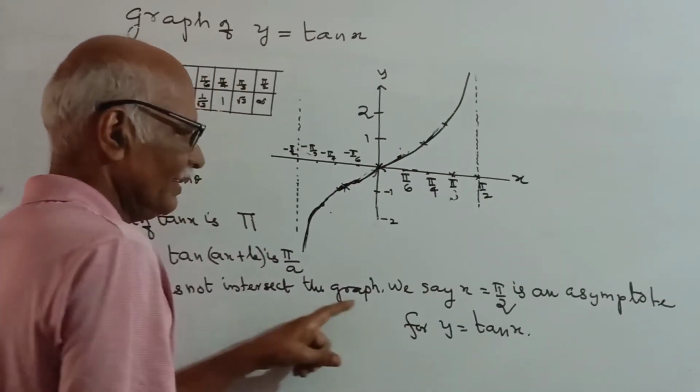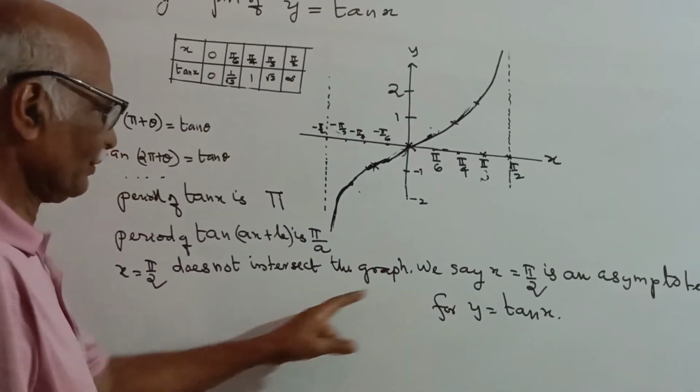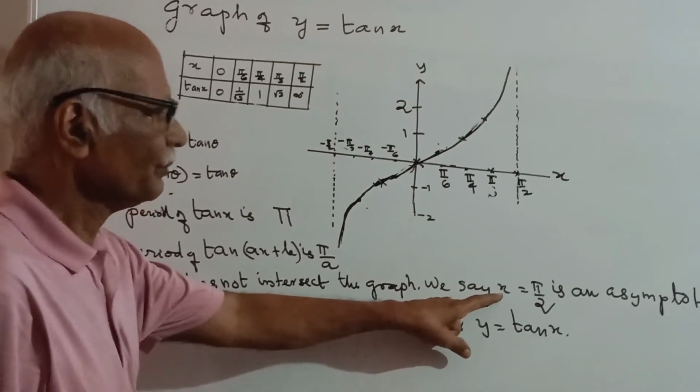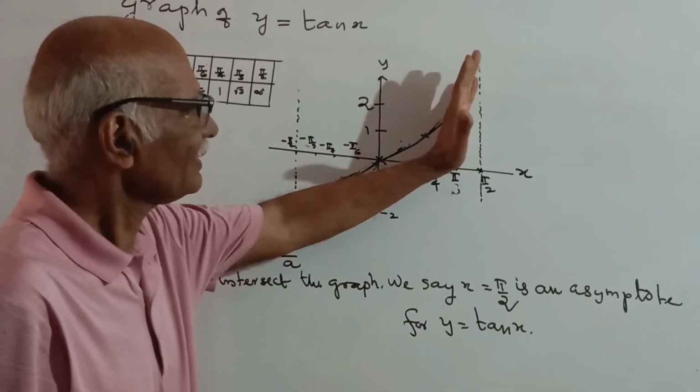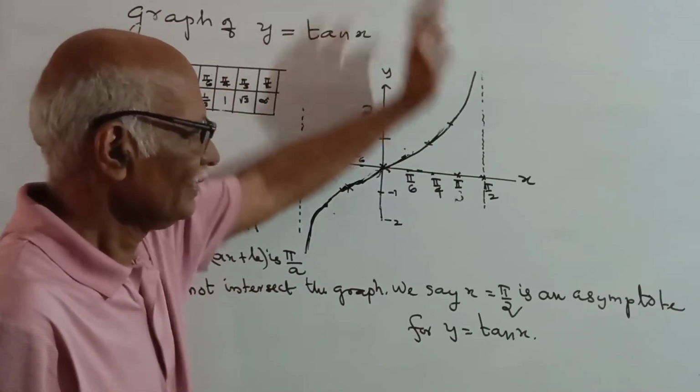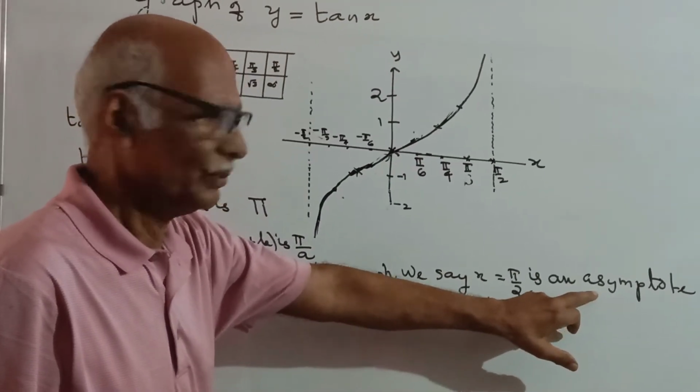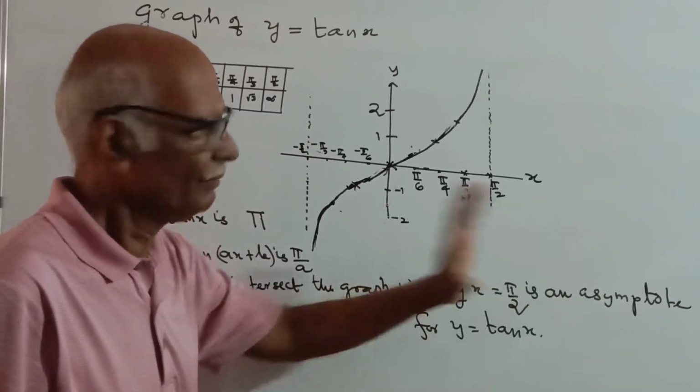We say in such a situation, here is a note. x = pi by 2 is an asymptote. So if a line touches a curve only at infinity, it is an asymptote. It is a tangent at infinity.